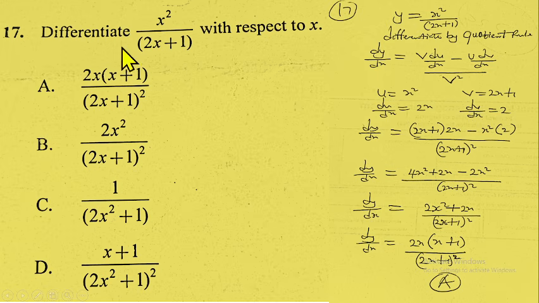But there's no option that's related to this result. But if you factorize the numerator, we have 2s into (s plus 1) over (2s plus 1) squared. So that shows that option A is the correct option in what is given to us.